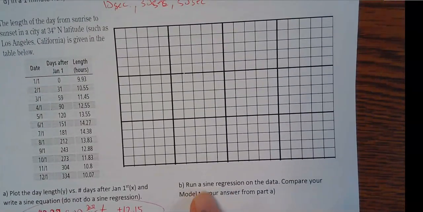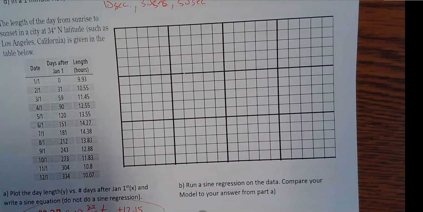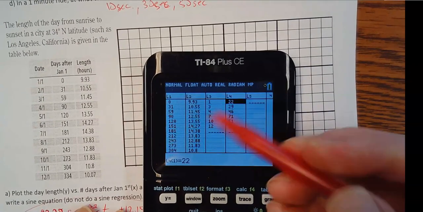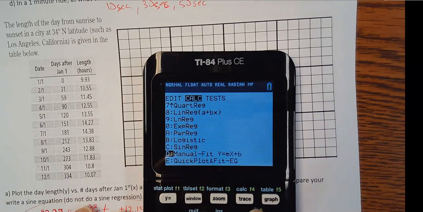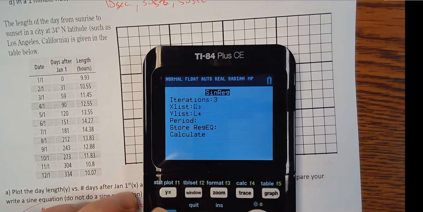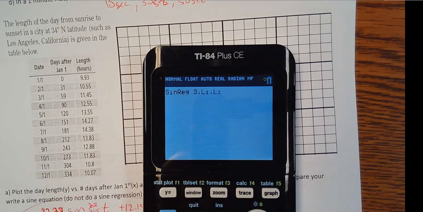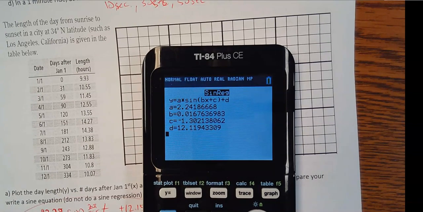Now, if you run a sine regression, put all this data in the calculator. I still have the data in the calculator, I believe. Stat, edit, put all the data in L1, L2, then go to stat, over to calc, and then sine regression. I want L1, L2 for right now. Calculate, and it's going to churn out the answer.